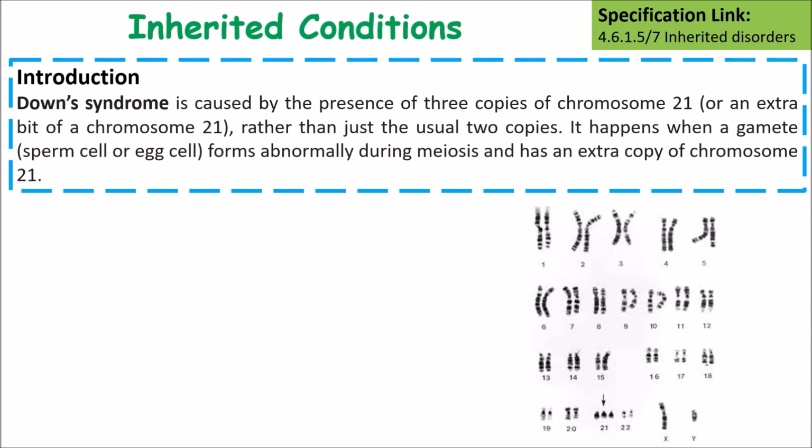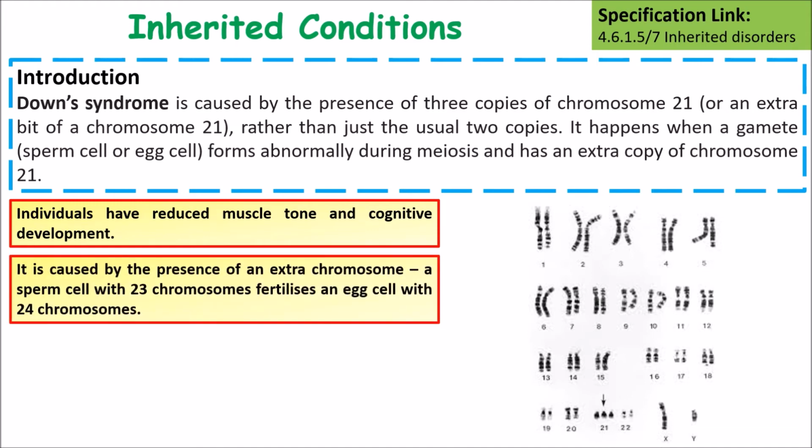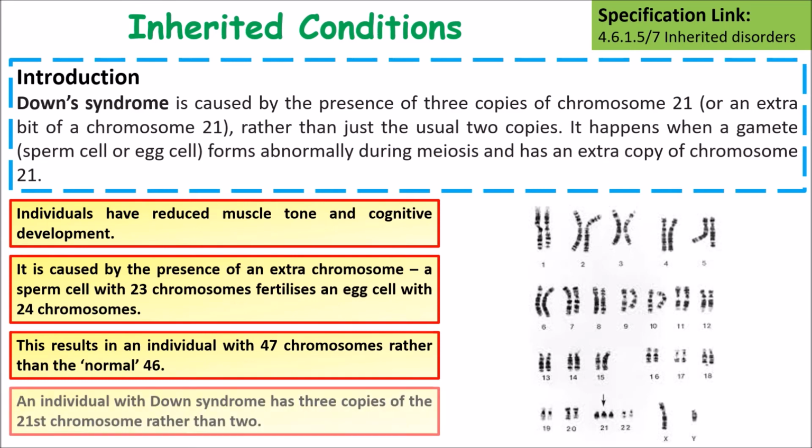Down syndrome is caused by the presence of 3 copies of chromosome 21 rather than just the usual 2. It happens when a gamete forms abnormally during meiosis and has an extra copy of chromosome 21. Individuals might have reduced muscle tone and sometimes reduced cognitive development. It is caused by the presence of an extra chromosome, so the result is that an individual would have 47 chromosomes, not the normal 46. An individual with Down syndrome has 3 copies of chromosome 21.